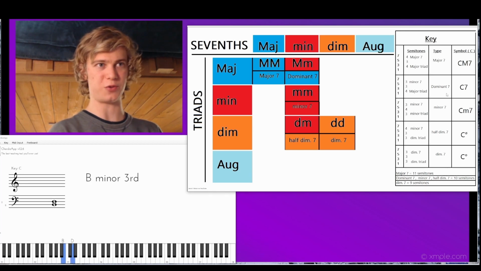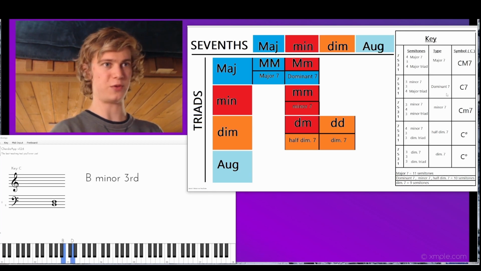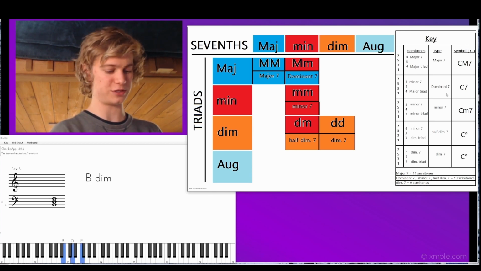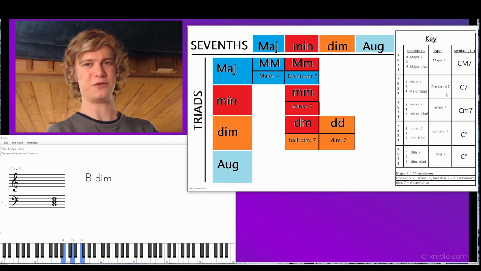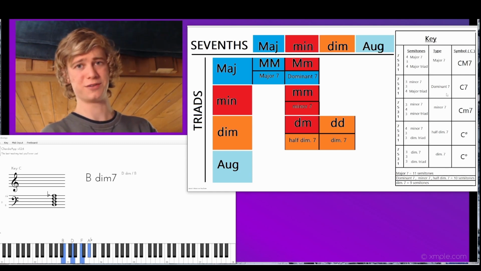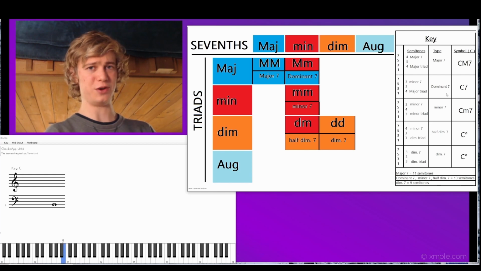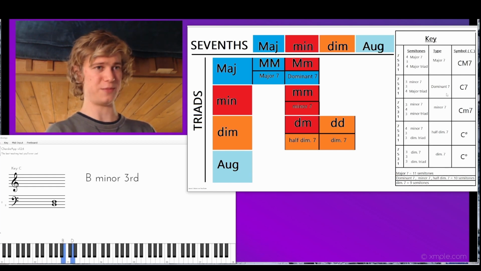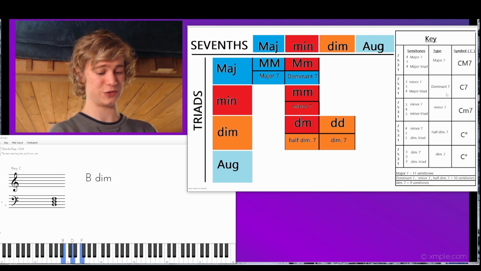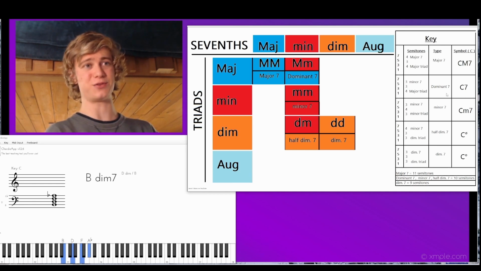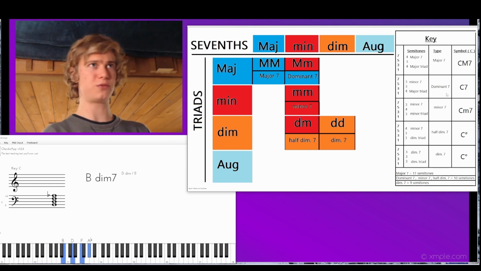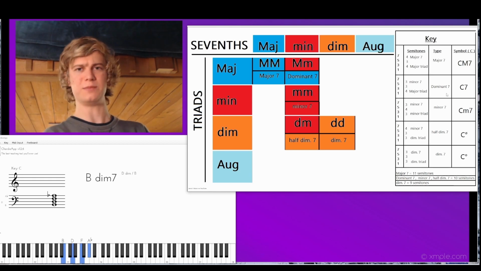From that 1 to our 3, we have a minor 3rd. From that 3 to our 5, we have another minor 3rd. So of course we have that diminished. Then from our 5 to our 7, we have another minor 3rd. So in other words, from that 1 to the 3, 3 semitones. From that 3 to the 5, 3 semitones. From the 5 to the 7, another 3 semitones. And you could say, okay, 3, 3, 3, okay, it's fully diminished, that makes sense.